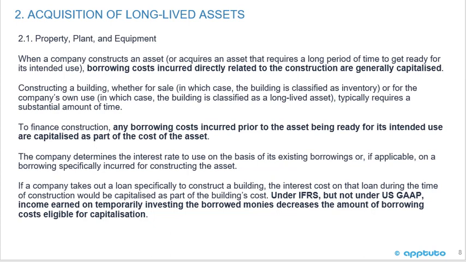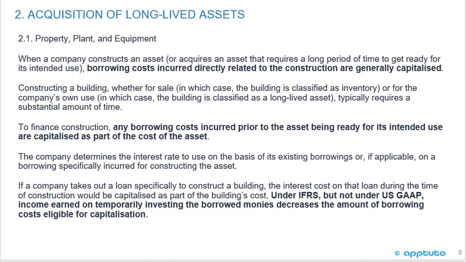The company determines the interest rate to use on the basis of its existing borrowings, or, if applicable, on a borrowing specifically incurred for constructing the asset. If a company takes out a loan specifically to construct a building, the interest cost on that loan during the time of construction would be capitalized as part of the building cost.